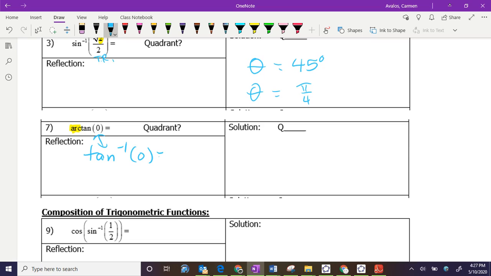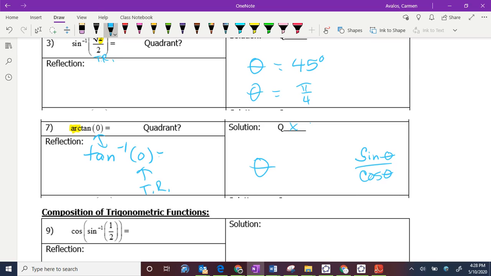Now, again, because this is the arc tangent, and this is the inverse, this still is your trig ratio. So what we're looking for is what quadrant. And in this case here, it's not a quadrant, it's a quadrantal angle. And so I know that tangent is going to be sine of theta over cosine of theta. And so when you have that, what you're going to do is figure out, we want it to be 0. So that means that cosine cannot be 0. That means that sine has to be 0.